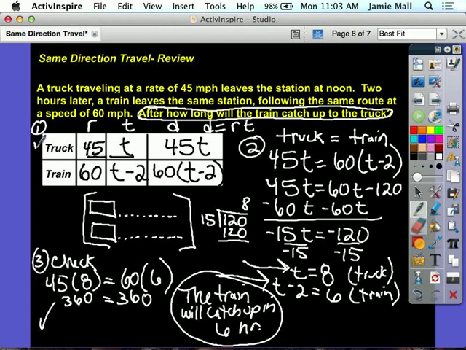And that's how we solve these. We make a table, we write an equation, we solve the equation, we check the equation, and finally, we answer the question. Okay, that should be helpful for you. You can always look back to this when we are reviewing for the Chapter 2 test.